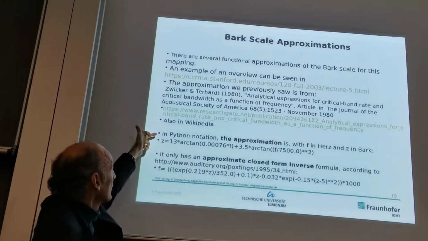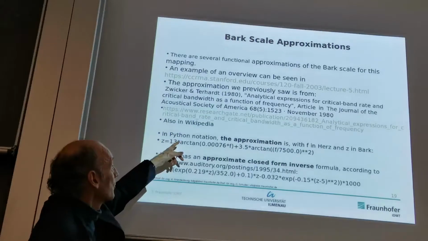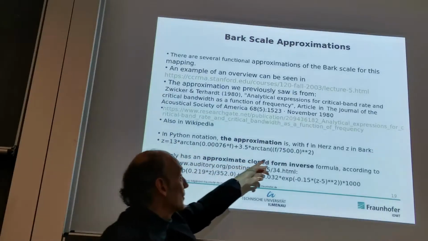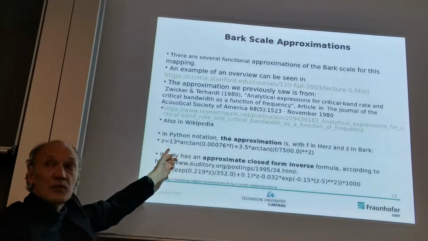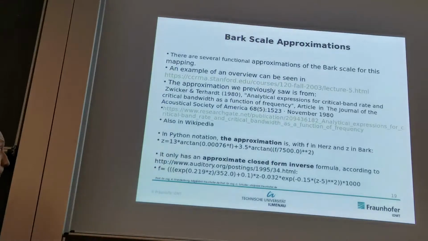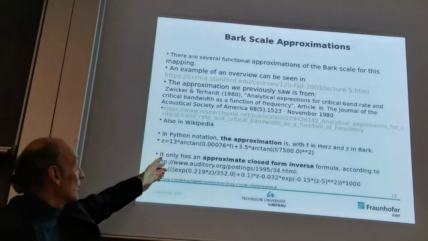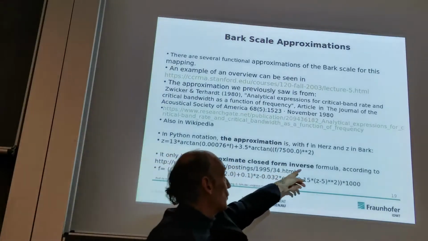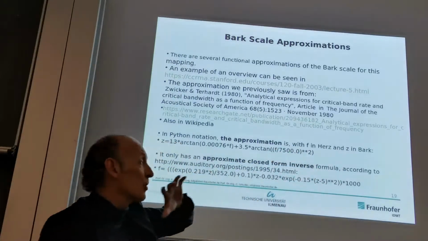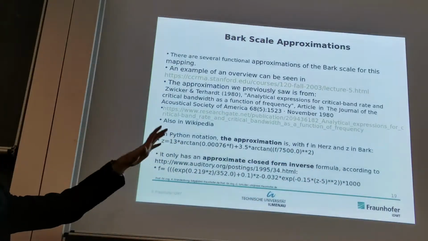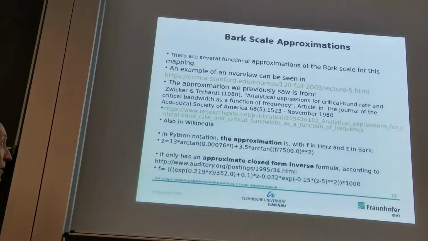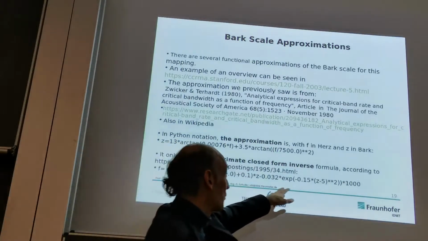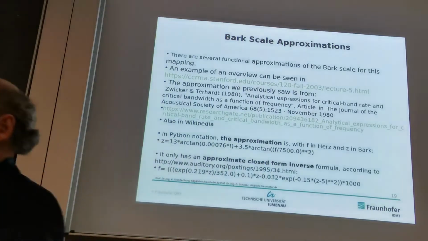Also in Wikipedia. And in Python, this approximation can be written like this. We have those arctangent functions which we saw before. But it only has an approximate closed form inverse formula. So from there we can go from linear to Bark, which is quite precise, but we cannot really invert it. And that's a problem for our model, because we need to go back. So here's an approximation of the inverse.